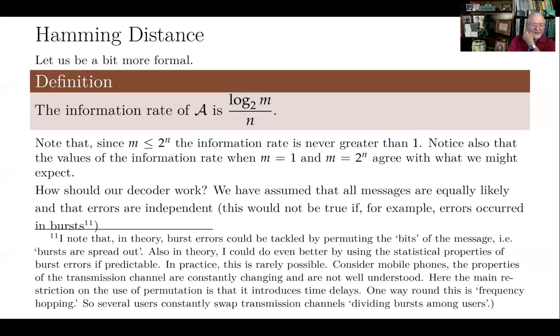So one of the things that you can do, and in practice it's not usually done, is use the statistical property if you expect them to come, or you could permute the bits of the message. That is, the burst errors could be spread out. And then you decode in the permuted form, and then repermute the bits back to give the original messages.